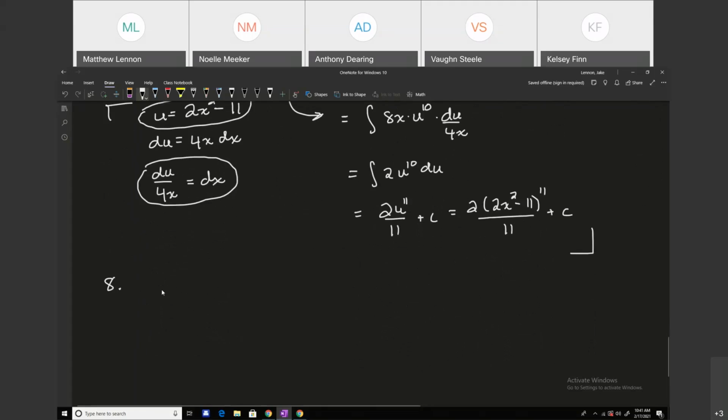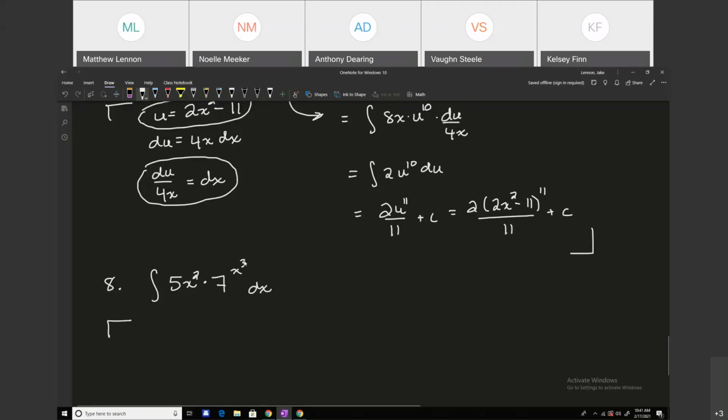Maybe let's try something like the integral of, let's say, 5x squared times 7 to the, let's say just x cubed, dx.